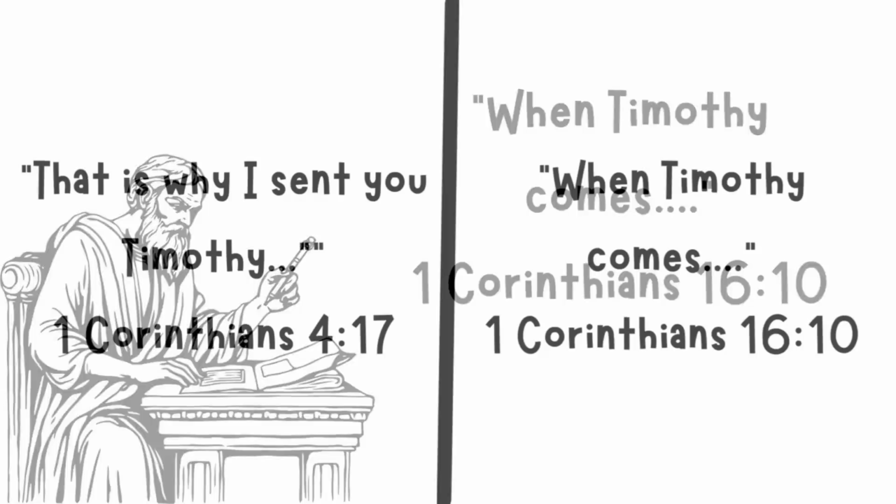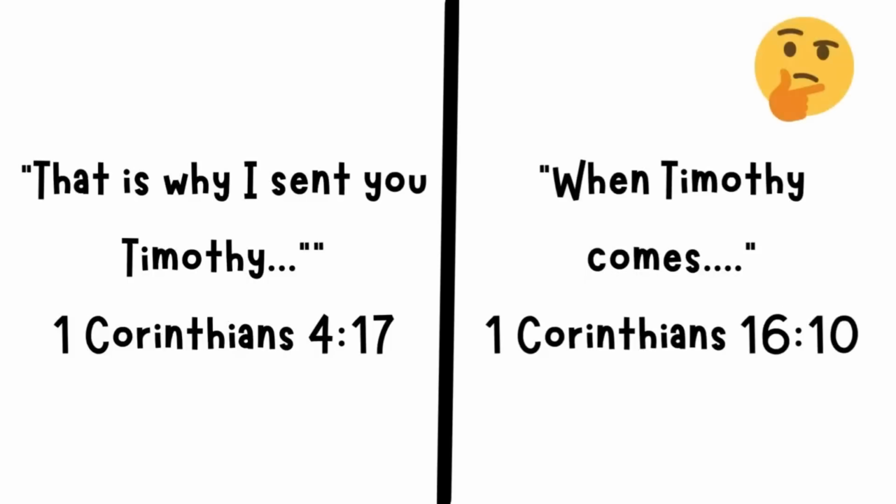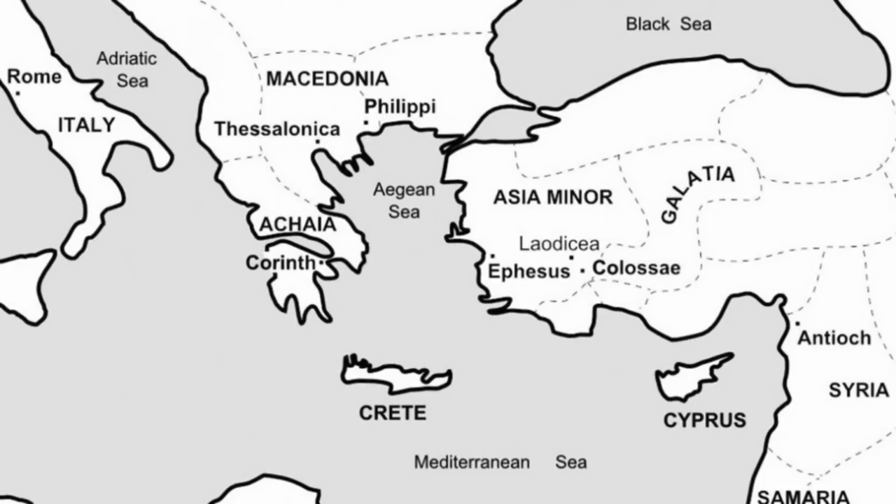Now, when you stack these two passages side by side, a puzzling question pops up. If Timothy was sent first, why didn't he show up first? And if he did arrive first, why bother sending instructions afterward to welcome him? The most sensible answer is that Timothy, even though he was sent ahead, must have taken a roundabout route to Corinth. The quickest way from Ephesus, where Paul was writing, to Corinth would be by ship, covering the distance in a jiffy with a favorable wind.